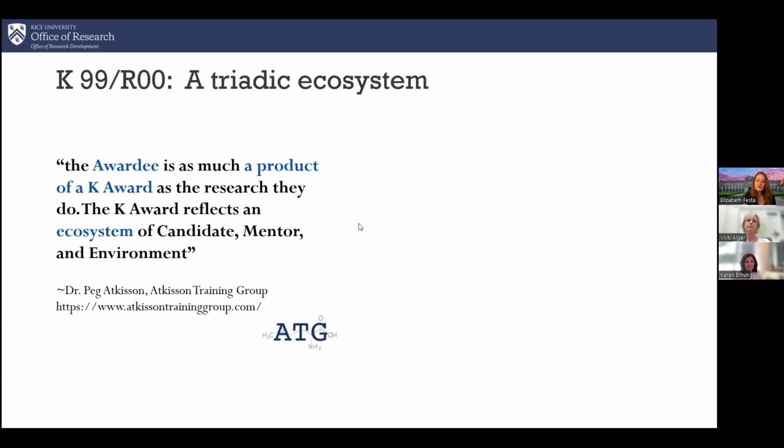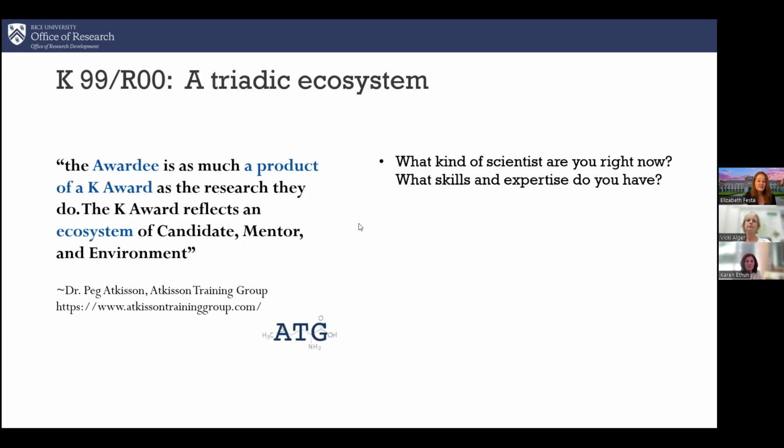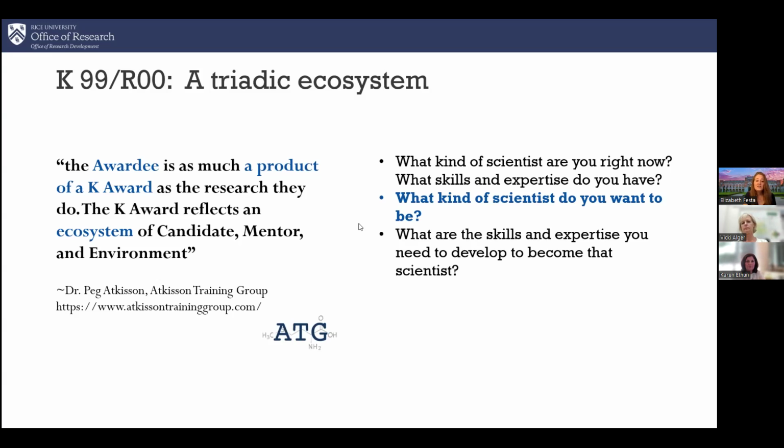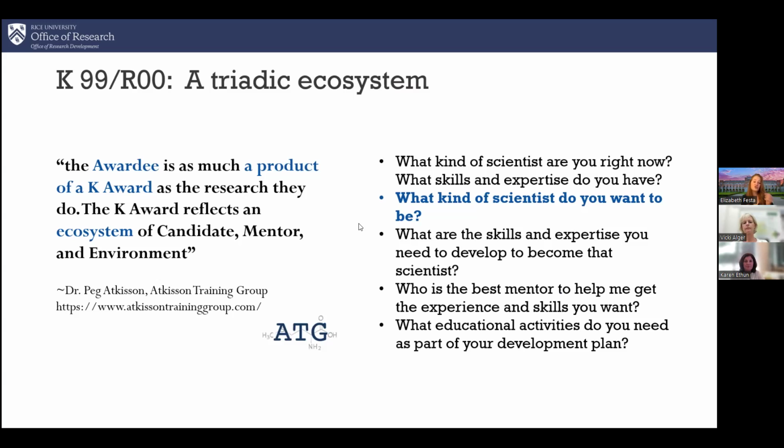So along those lines, PEG encourages you to think about what kind of scientist you are right now, what skills, knowledge, expertise you already have, what kind of scientist you want to be, which is essentially what a good part of this grant is all about. Thinking about what skills you need to become that scientist, and who's the best mentor to help you get to that next level, and what specific educational activities you need to form a successful, effective plan.